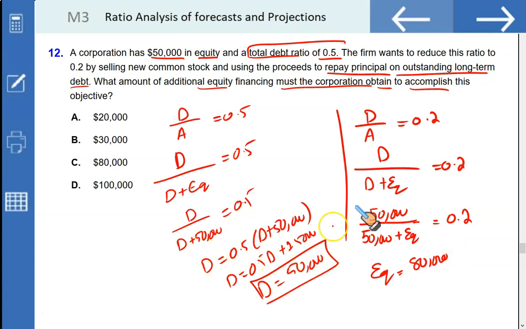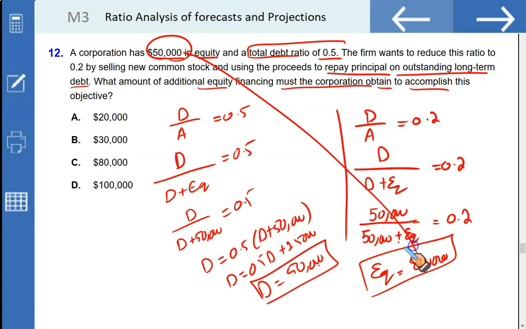The same simplification we did here. First we made D the subject, here we'll make E, the equity, the subject. Now the question says, what amount of additional equity financing must the corporation obtain to accomplish this objective? We need to raise our equity up to 80. Right now our equity is 50, so it must increase by $30,000, and that makes B the correct option.